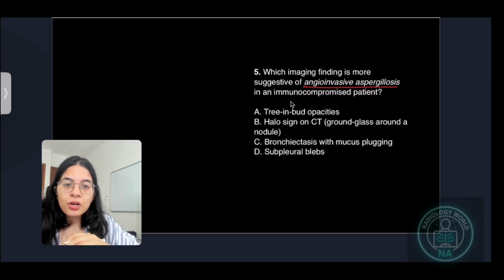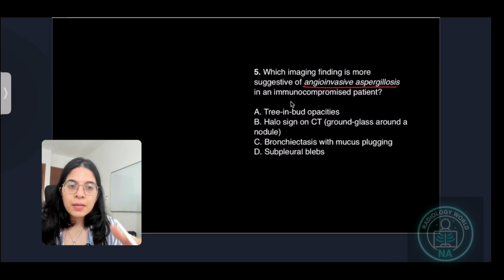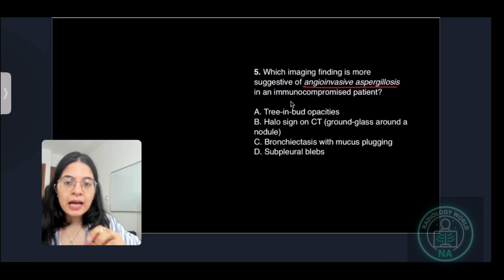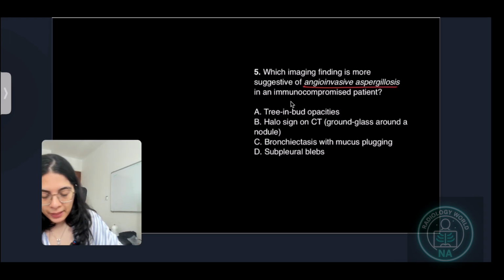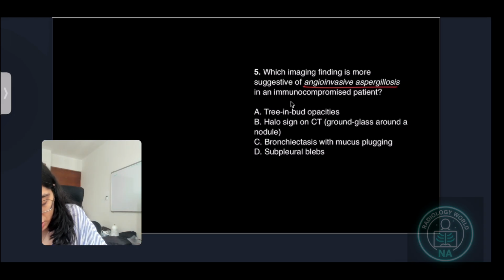Because of the colonization of Aspergillus, they are going to invade into your vessels. They go into your medium and small size vessels, and that leads to not only vascular destruction, but also vasculitis, some tissue destruction, and a massive vascular spread that is going to lead to hemorrhagic necrosis. There are hemorrhages happening because your vessels are now involved. Okay, so that is basically the pathology in angio-invasive aspergillosis.